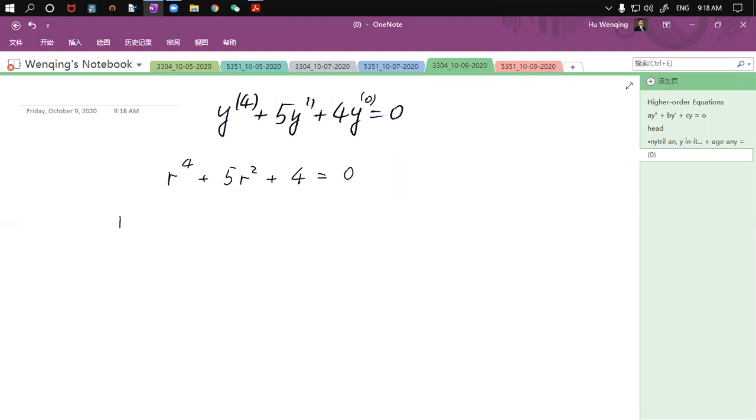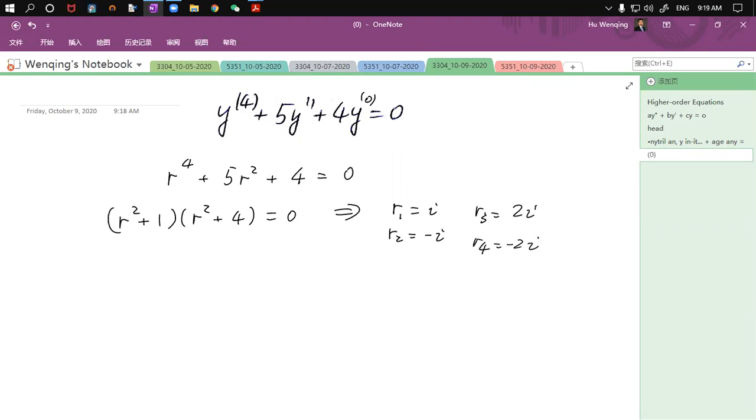So you can see that this is r squared plus 1 multiplied by r squared plus 4 is equal to 0. That's going to give you r1 equal to i, r2 equal to minus i, r3 equal to 2i, and r4 equal to minus 2i. So I'm going to have 4 solutions, and these are complex conjugate solutions. There's no repeatedness.